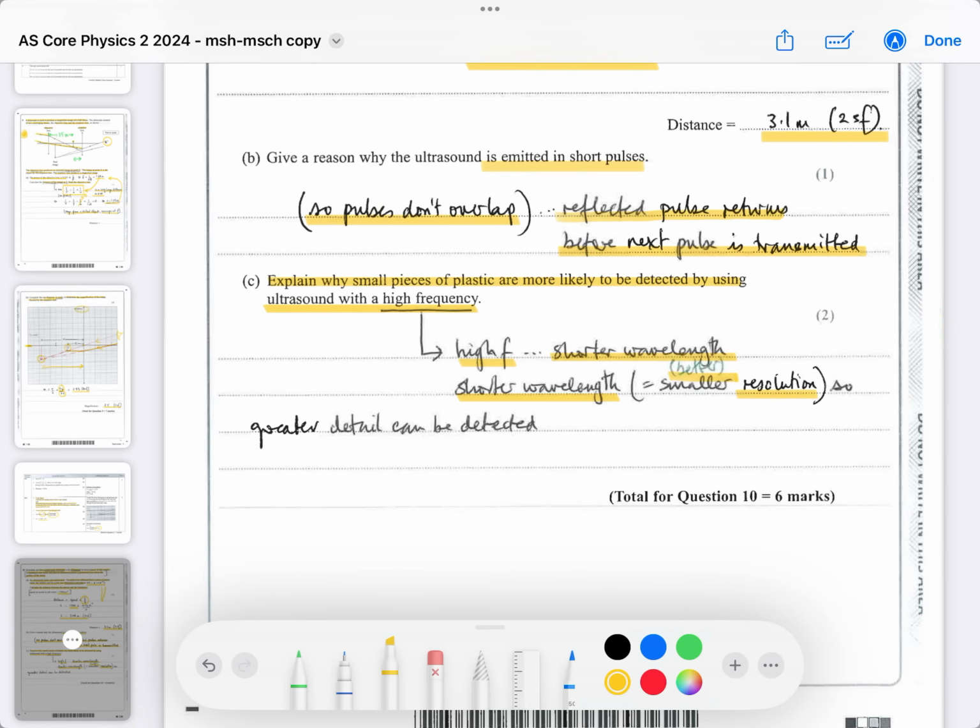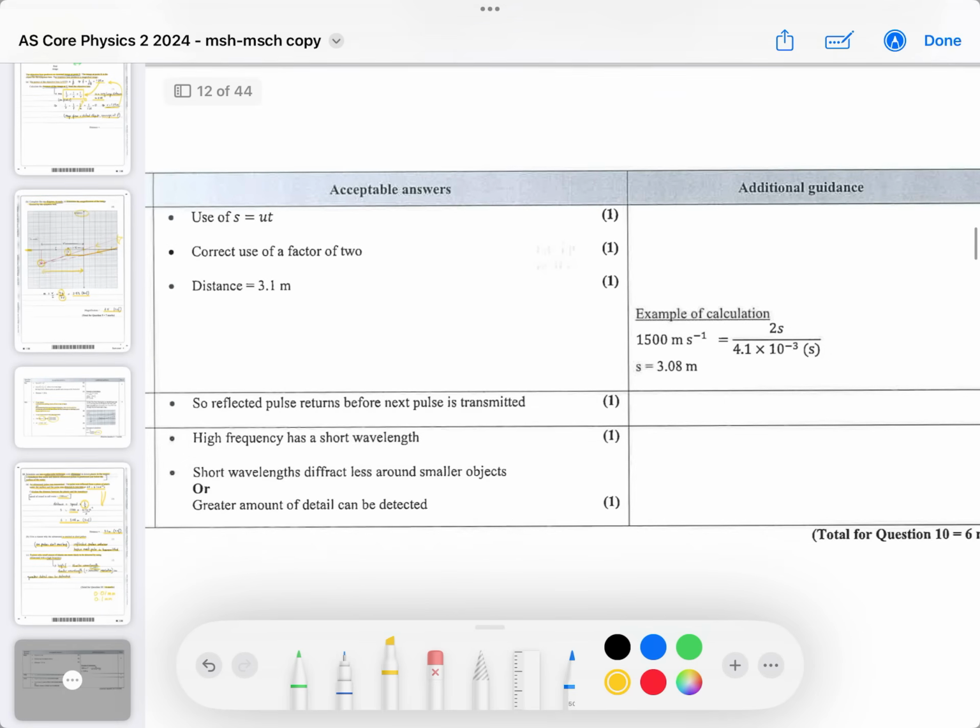That's what resolution means. For example, a micrometer has a resolution of 0.01 millimeters, and digital calipers have 0.1 millimeters. So you can get more detail out of it. Greater detail can be detected if you have shorter wavelengths, therefore higher frequency. Hope that makes sense. There's another 6 marks done in this run through.